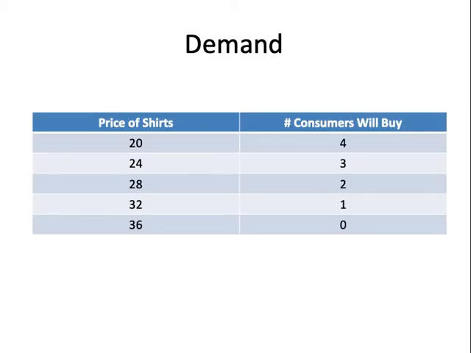So here's demand. I want you to copy out these values. You have prices of shirts, and the number of shirts that consumers will buy. This is what I mean by various prices: what's the quantity that people will buy at various prices? If shirts were $20, the consumer is likely to want to buy 4. If the price is $24, they're going to want to buy 3. If it's $28, they'll want to buy 2. If it's $32, they'll want to buy 1. And if it's $36, they'll want to buy none. All of this is demand.